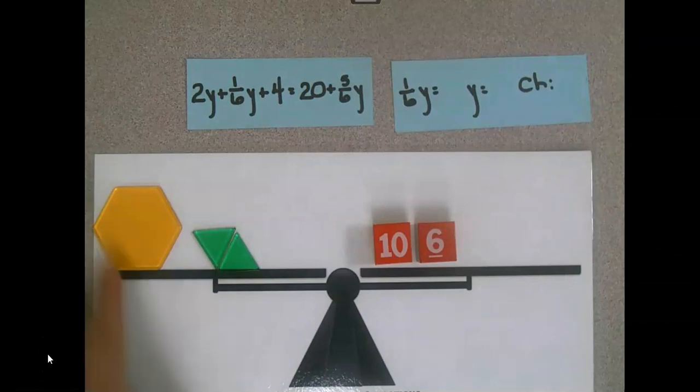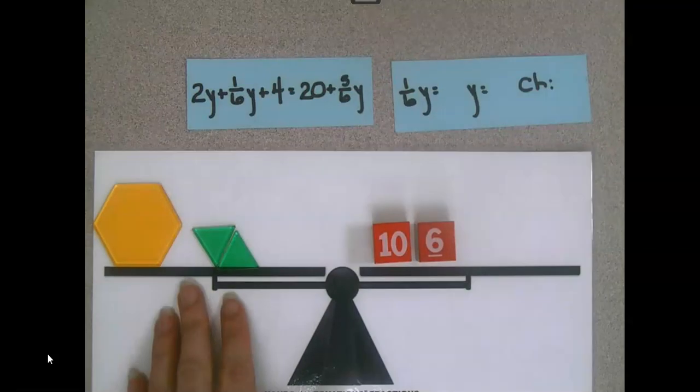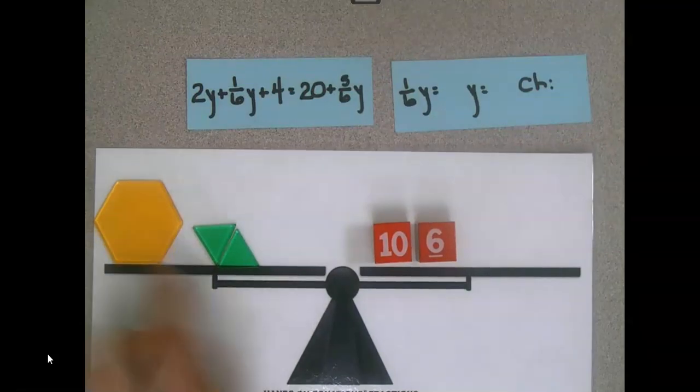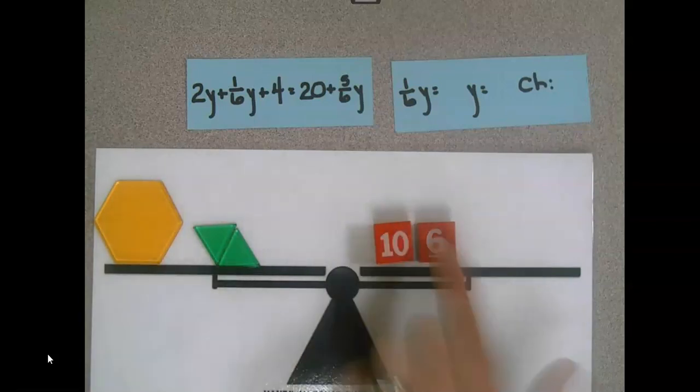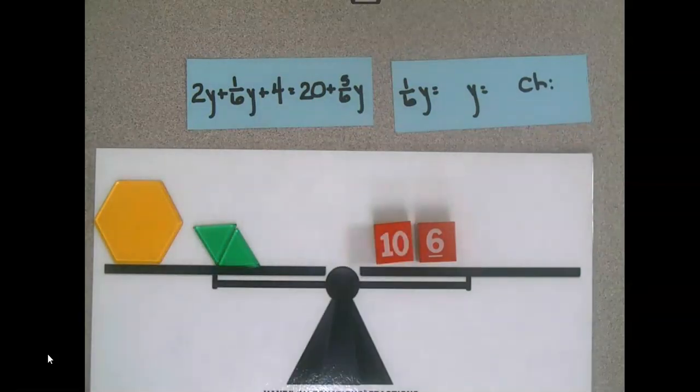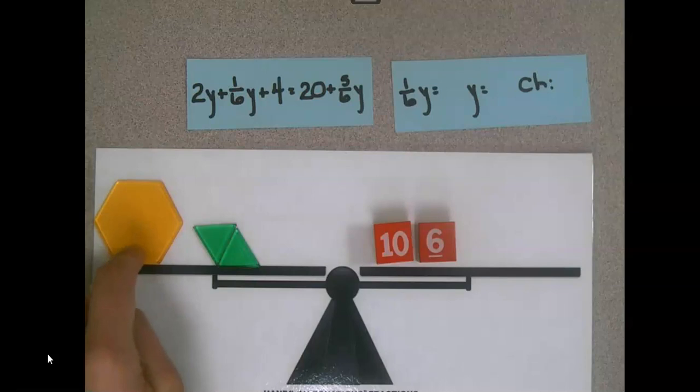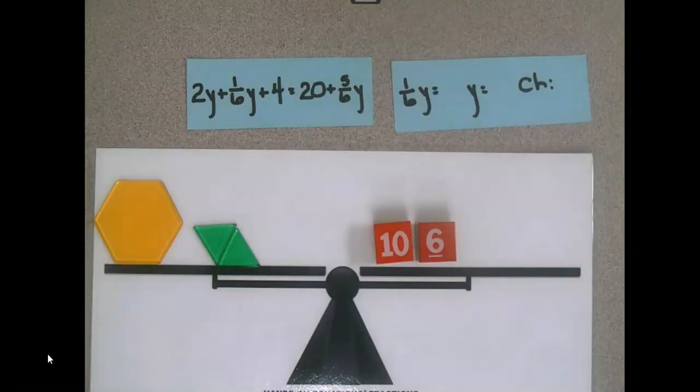And rather than actually replacing this yellow block with 6 more green blocks, I'm just going to know that my yellow block is worth 6 green blocks. And so on this side, I have 8 green blocks, 6 here, and then these 2. So 8 green blocks gives me 16, which means that each of my green blocks, or each of my 1/6 blocks, is worth 2. And since this is worth 6 green, 2 times 6 is 12, so my yellow is worth 12. So I have my 1/6 y equals 2 and my y equals 12.